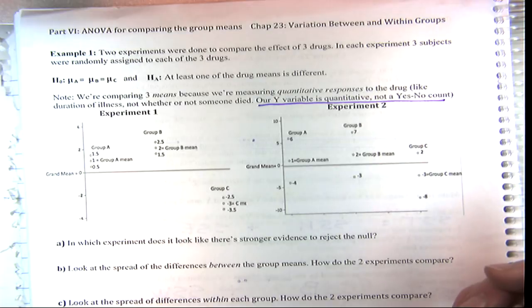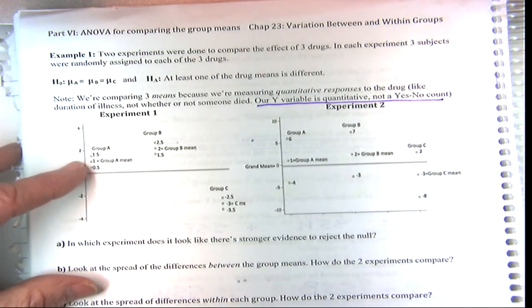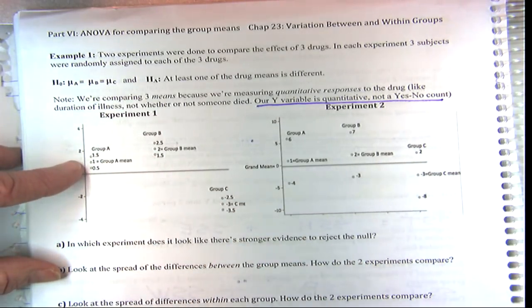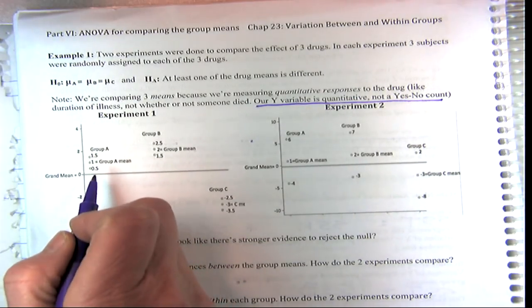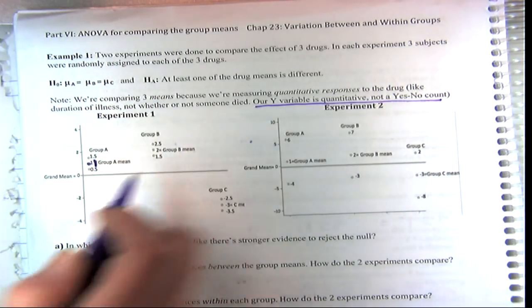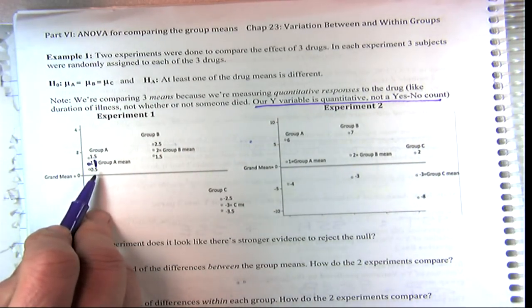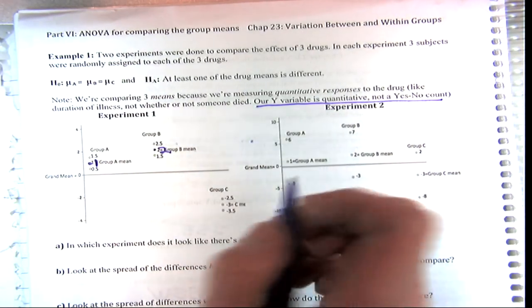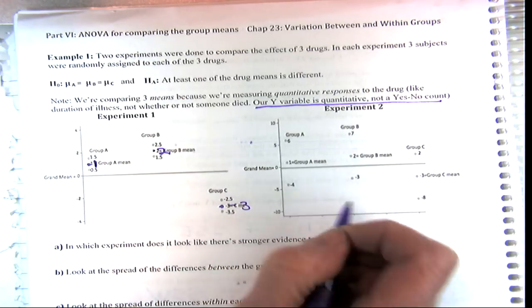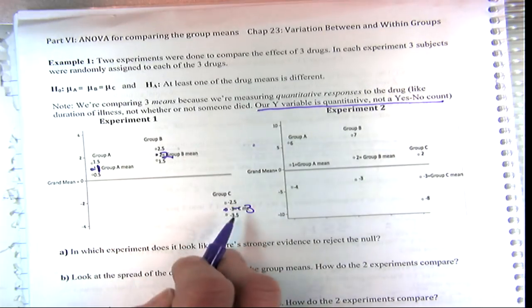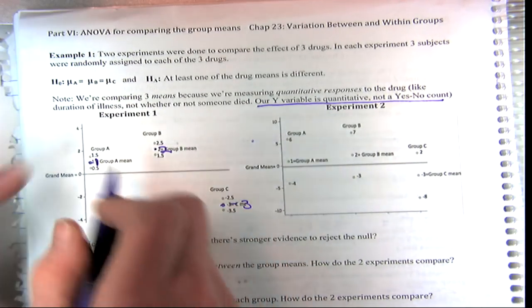So let's look at this. In experiment 1, 3 people took drug A, and we look at their quantitative responses to the drug, and the mean was 1. It was 1.5, 1, and 0.5 for these 3 people. And here the mean was 2. These are called the group means. And here the mean was -3. And you can see that within each group, the people came very close to the mean.